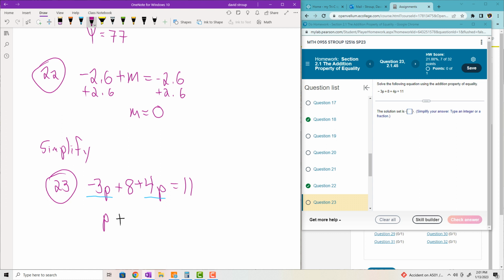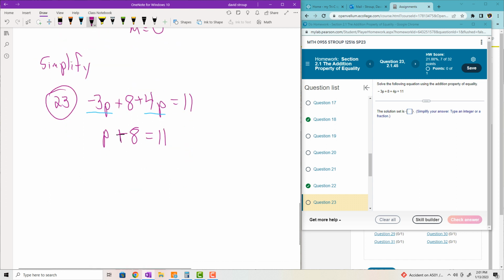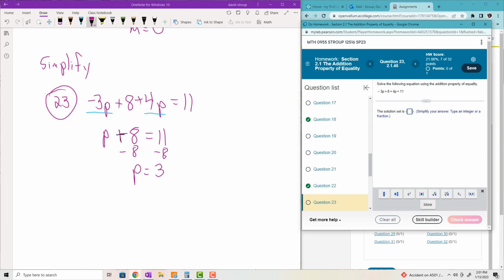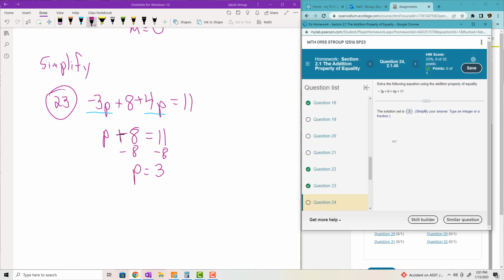And then plus, sorry about the weird colors, plus 8 equals 11. And now it's in our traditional form, the linear form that we introduced above. And we know how to deal with it. So you'll have p equals 11 minus 8 is 3. And again, you can check it if you want to be absolutely sure. You don't want to mess up your answer.